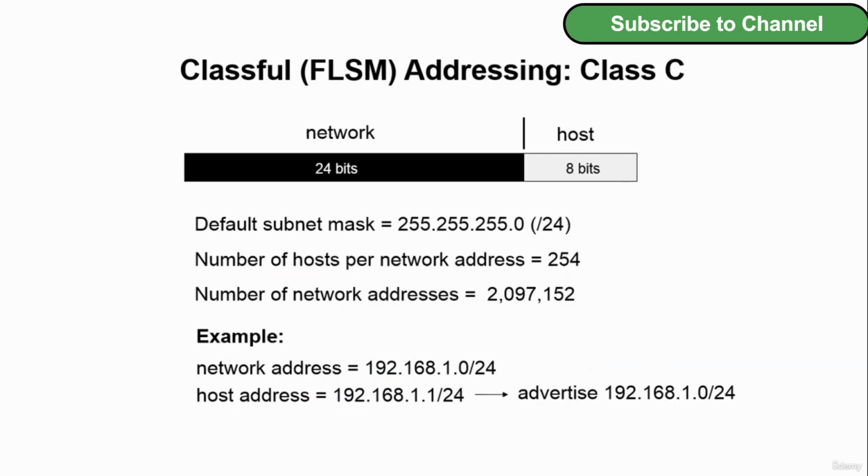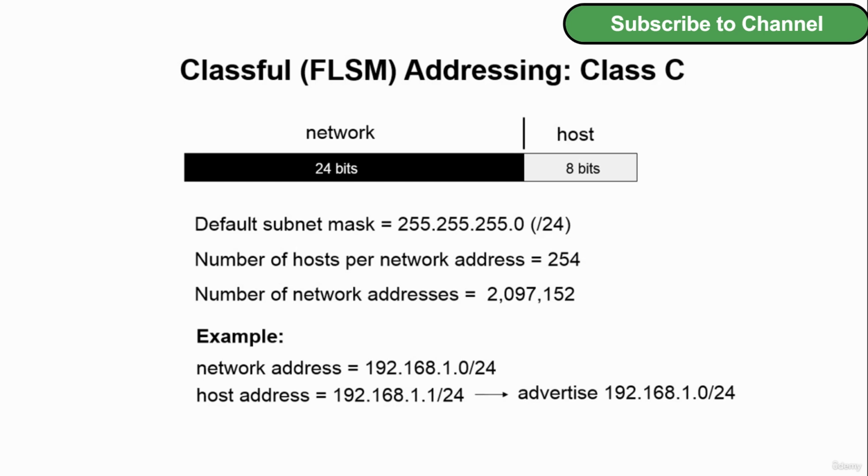To start with, classful is Class C addressing. This is an example of a Class C address, with a subnet mask of 24 bits and host bits of 8 bits. With 24 bits assigned to the network, that gives you almost 2 million different network addresses, because it's 2 to the power of 24. And the hosts per network address is 254. That's the maximum number of hosts you'll get from the 8 bits. That's based on binary math.